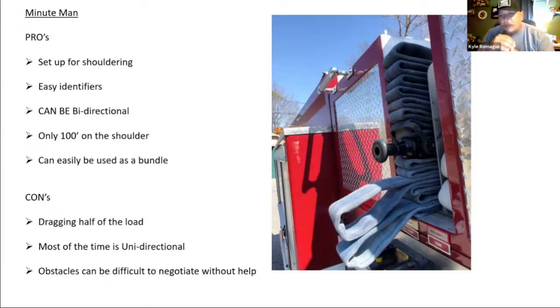Very easy to V-split as you're coming up to do a forward stretch or a back stretch, depending on where you're going. Identifying features are very easy to see here and can easily be a bundle. I can automatically disconnect this line, and I've got a 100-foot bundle right out the gate.